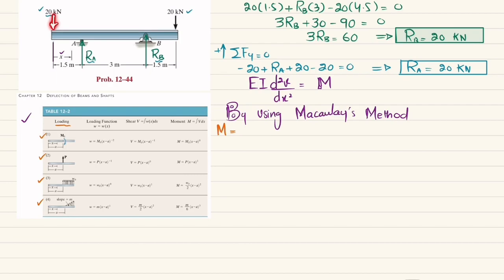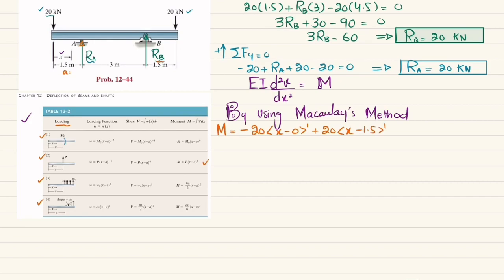So I will write, and this force is downward while this force is upward. Moment is positive, so for downward it will be minus P, which is 20 into x minus a to the power 0 (sic), power 1. The second force is RA, which is acting upward, so this will be plus RA, which is 20 kilonewton, so 20 into x minus a. Now a is equal to 1.5 for the RA load, so my x minus 1.5 power 1.